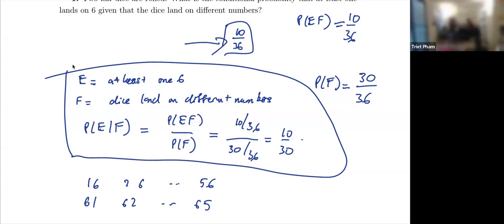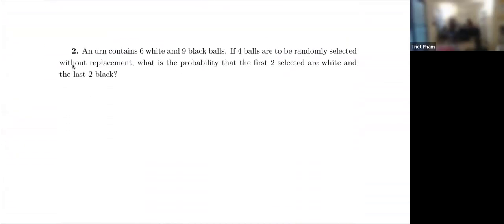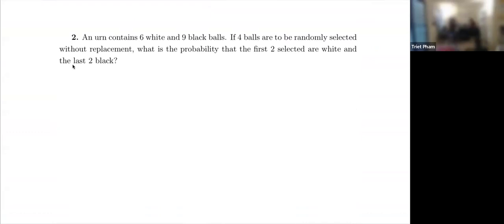All right. Okay. All right, let's look at this one as the last question, and then we'll go back to the Monty Hall problem.